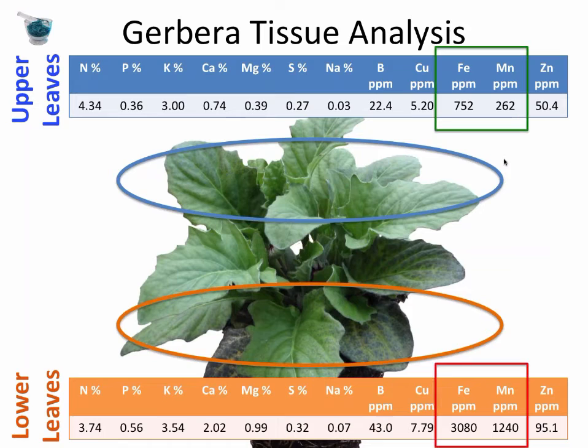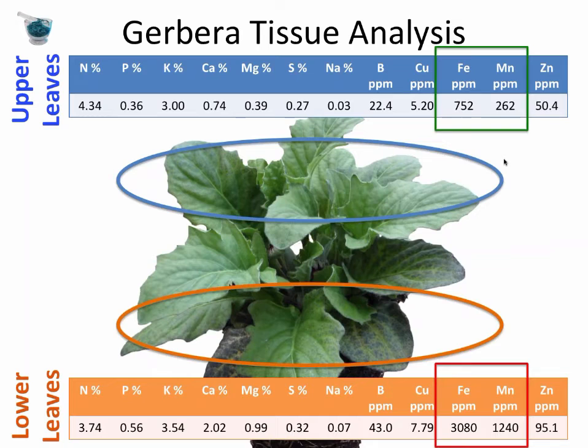You know, look at iron. Upper leaves, and mind you, 752 parts per million is probably three times higher than it should be, because there were some leaves that were showing some symptoms. So that is definitely high. But the point is, look at the lower leaves. We're at 3,080 parts per million. So you can very easily confirm your diagnosis by having that second tissue sample.